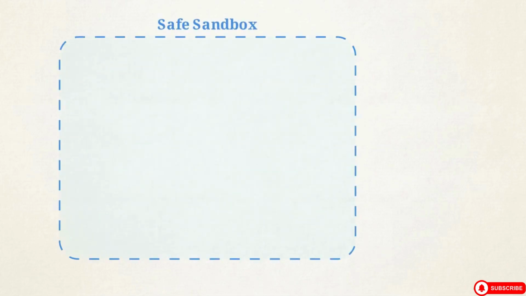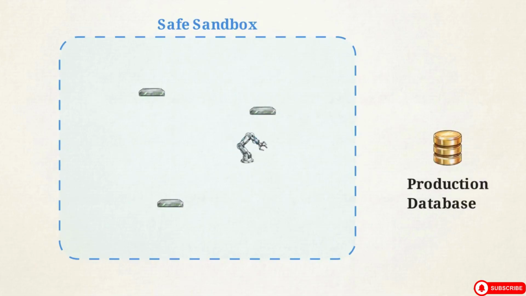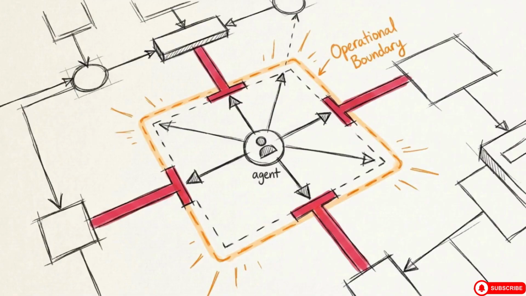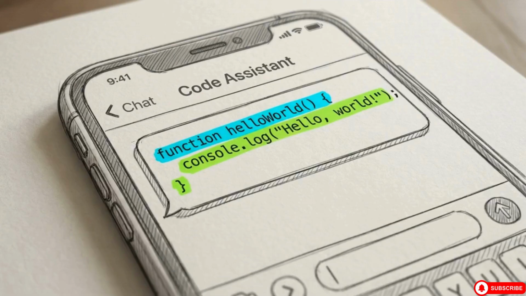Within this safe sandbox, the agent interacts freely with test server icons to verify its work. But when it tries to reach the production database, it is blocked by a red barrier that prevents it from causing catastrophic data loss. A robust harness is the primary defense system that keeps an autonomous agent within its intended operational boundaries.